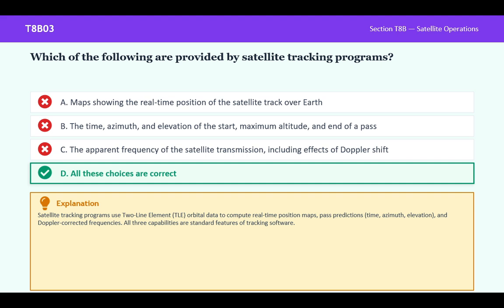Which of the following are provided by satellite tracking programs? D. All of these choices are correct. Satellite tracking programs use two-line element (TLE) orbital data to compute real-time positions, maps, past predictions, time, azimuth, and elevation, and Doppler-corrected frequencies. All three capabilities are standard features of tracking software.